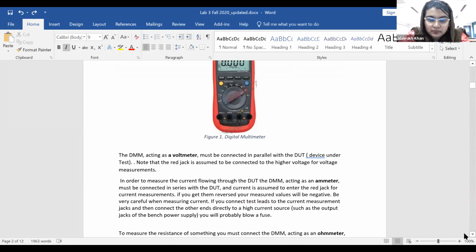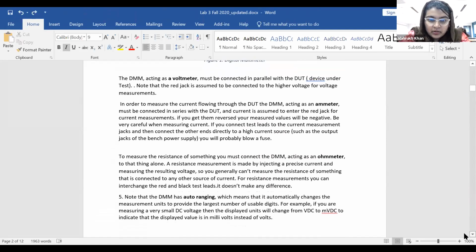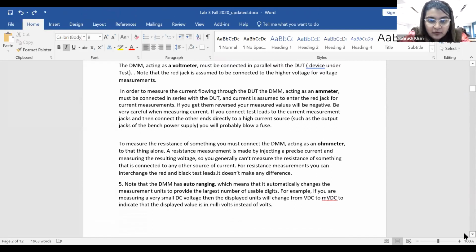So we will learn how we will measure the current. If you connect test leads to the current measurement jack and then connect the other ends directly to a higher current source, such as... So while measuring current, we need to be a little careful because we don't want a lot of current to pass through the equipment, like the DMM. So always before measuring current and after measuring current, you just need to turn it off. And similarly, there are some safety precautions you should take so that you do not cause damage to yourself or the circuit, okay?